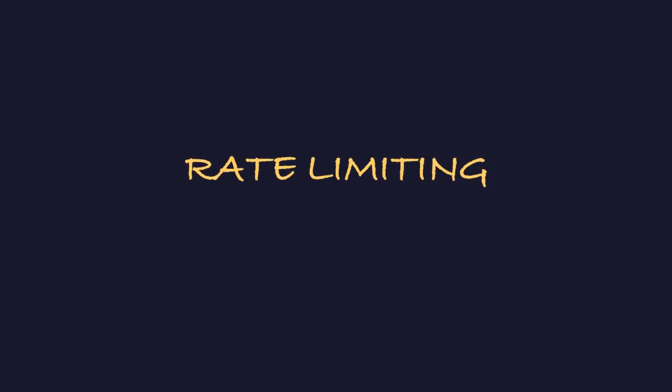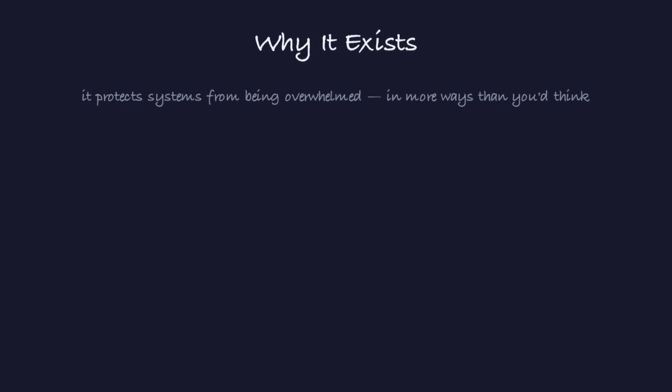And it's one of the most common system design interview questions. It's the kind that quietly separates junior candidates from senior ones. Let's go deep on how it works. Rate limiting protects systems from being overwhelmed, and the threats are more varied than most people think.